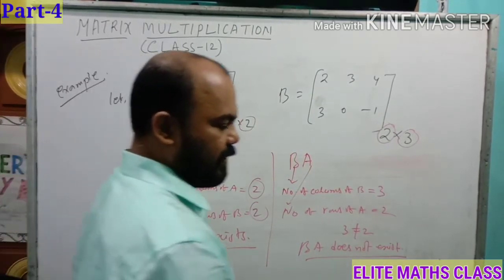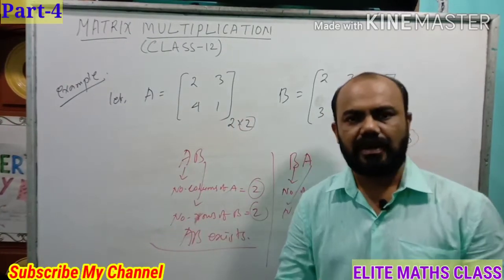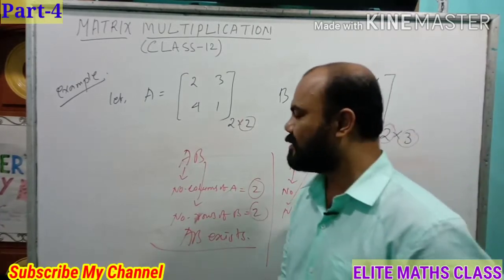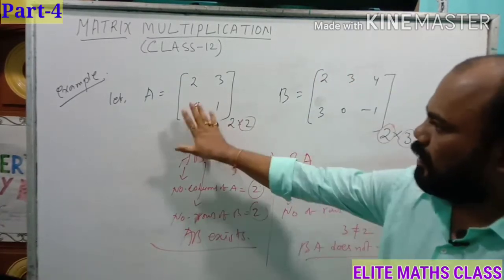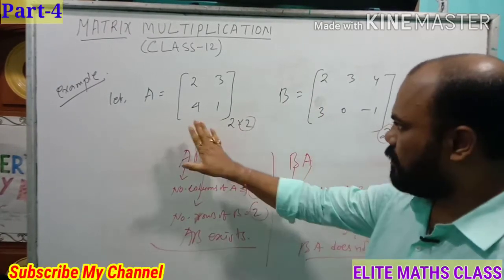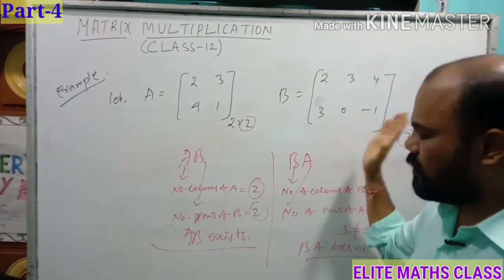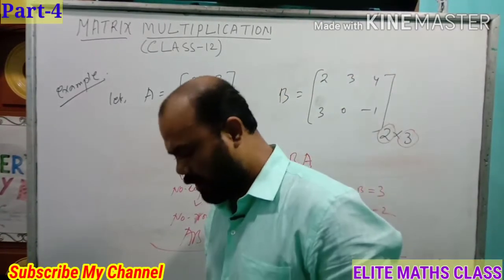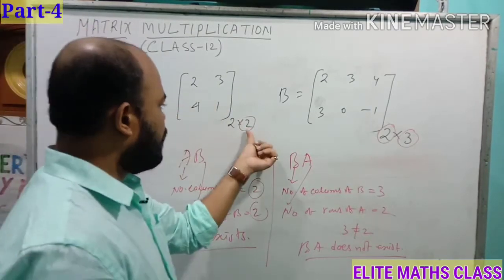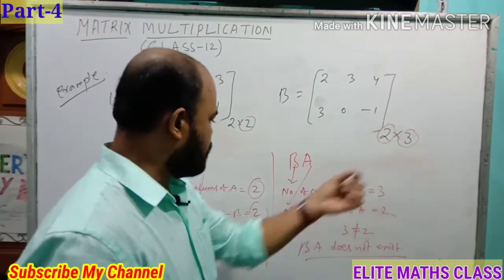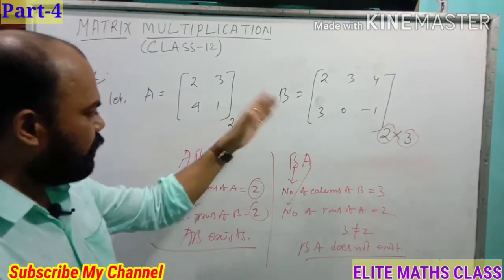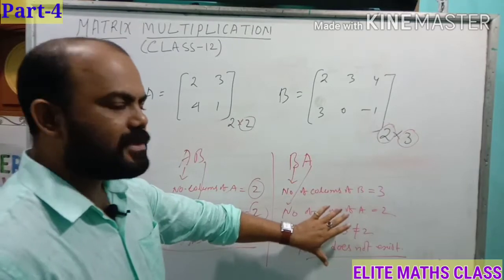When two matrices are given, before finding their product, we must check whether they are conformable for multiplication, or conformable for product. For that, what is the condition? The number of columns of the first matrix must be equal to the number of rows of the second matrix. So here for A, the number of columns is 2, for B, the number of rows is 2, that is, AB exists. Now see, in the same example, we can't find BA as this condition is not satisfied.